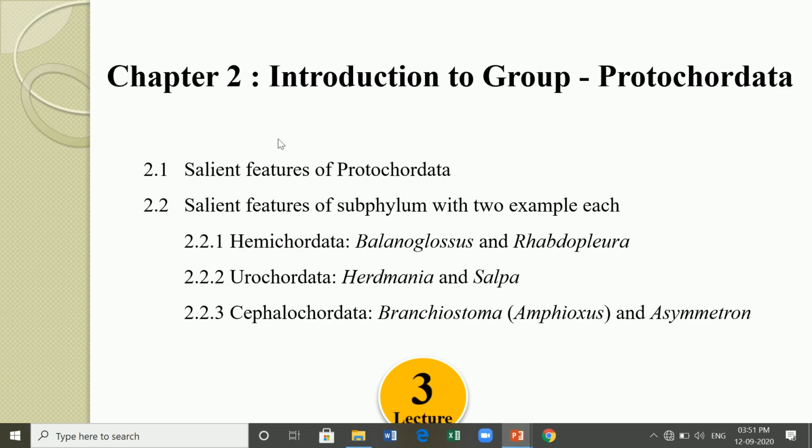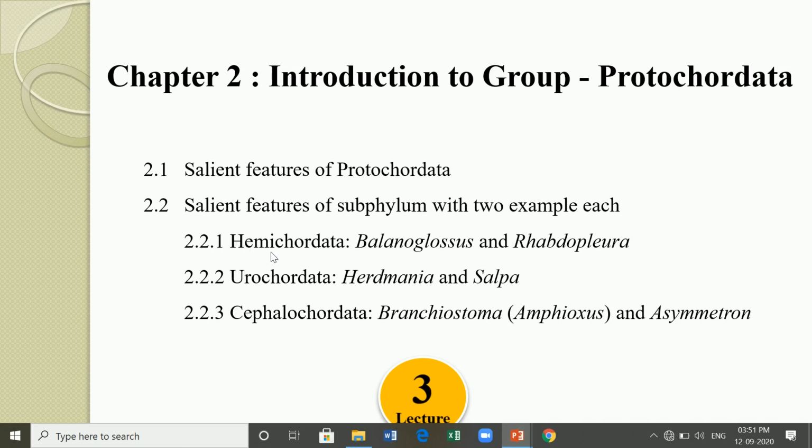Then second chapter is introduction to the group Protochordata. Now chordates always start with the primitive chordates, and these protochordates are the primitive chordates that we are going to learn in the second chapter, with the first point 2.1, that is salient features of Protochordata. Here we are going to discuss what the features of the protochordates are and how they are different from those of the higher chordates. In the second point 2.2, the salient features of the subphyla with 2 examples of each.